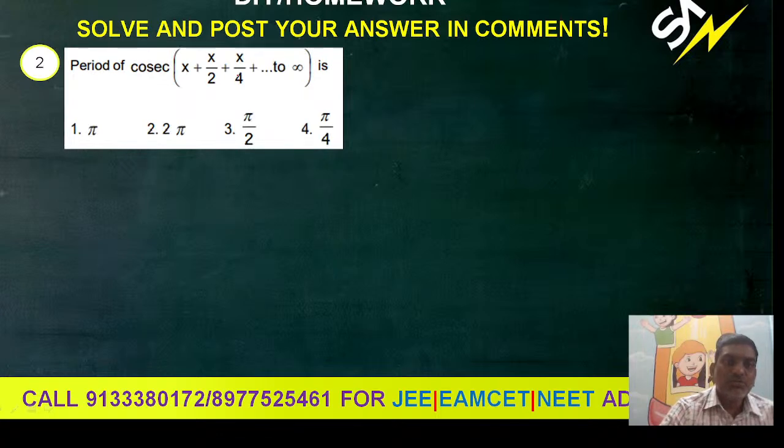And question number 2, period of cos of x plus x by 2 plus x by 4 plus and so on up to infinity. So this is a geometric progression. Use the S infinity formula in geometric progression to get that. And after simplifying, take the period of cos.